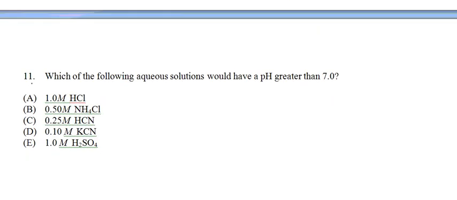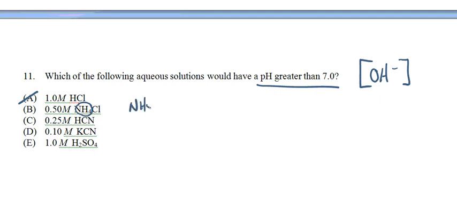Alright. Number 11. Which of the following aqueous solutions would have a pH greater than 7? Greater than 7 means that we're looking at a large concentration of OH and a very small concentration of hydrogen. So strong acid, no. This is still an acid because ammonia, NH3, behaves as a base, and ammonium is a conjugate of ammonia, which acts like an acid, so it'll be low.